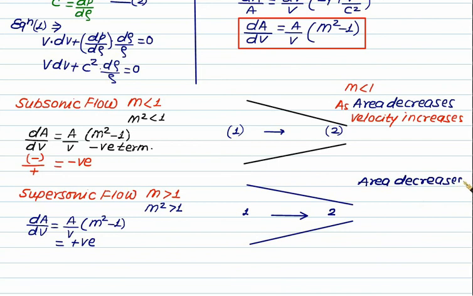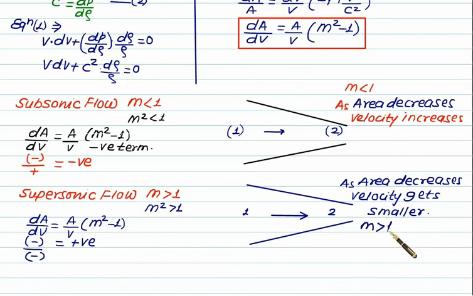Decreases means negative sign. So in this case the numerator is a negative value. What we want is the right hand side to be positive, and this becomes positive only if the velocity change is negative. Negative sign indicates that as the area decreases, velocity gets smaller. So this time for a supersonic flow, that is Mach number greater than 1, as the area decreases, the velocity is going to decrease. This is a direct relation. If the velocity decreases, it is called a diffuser. So this shape will act as a diffuser in the case of supersonic flow.